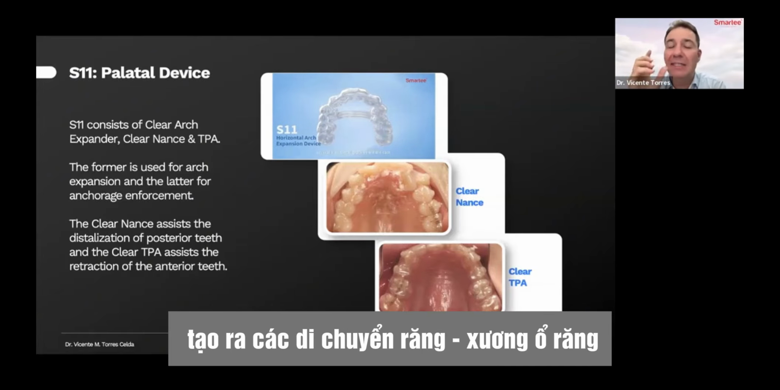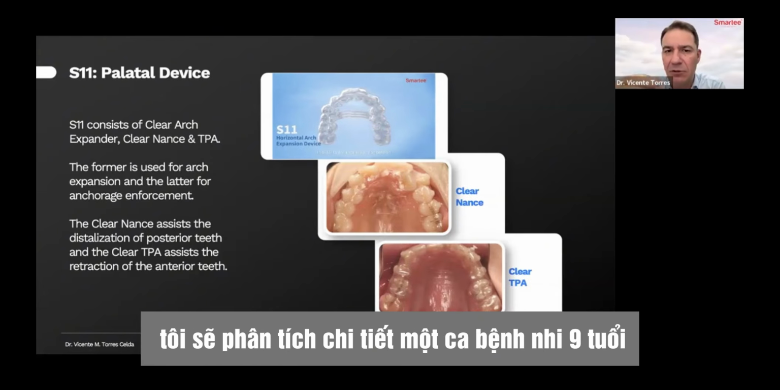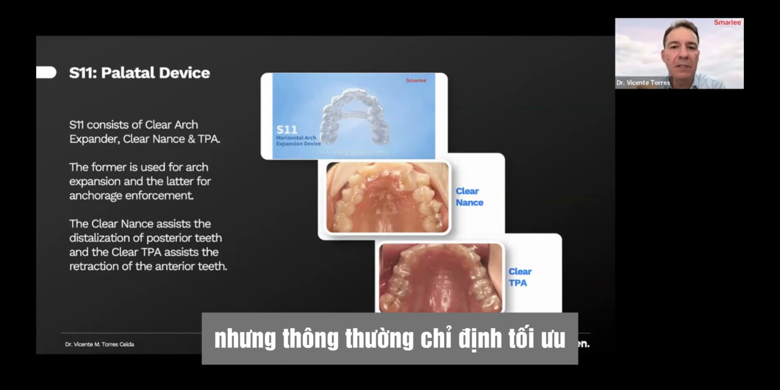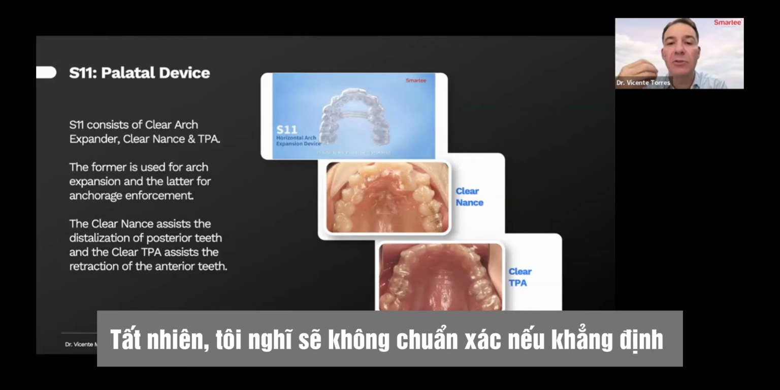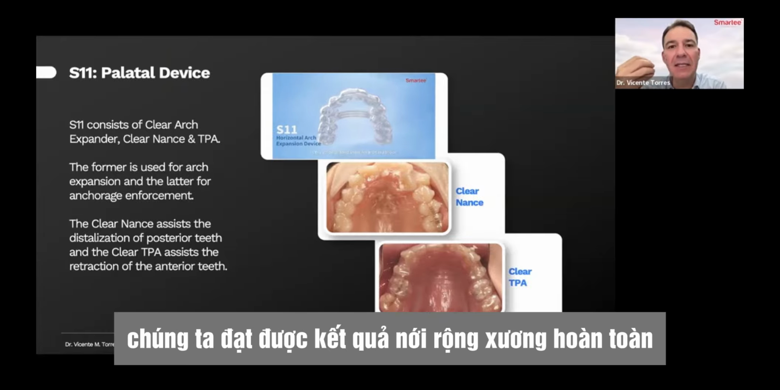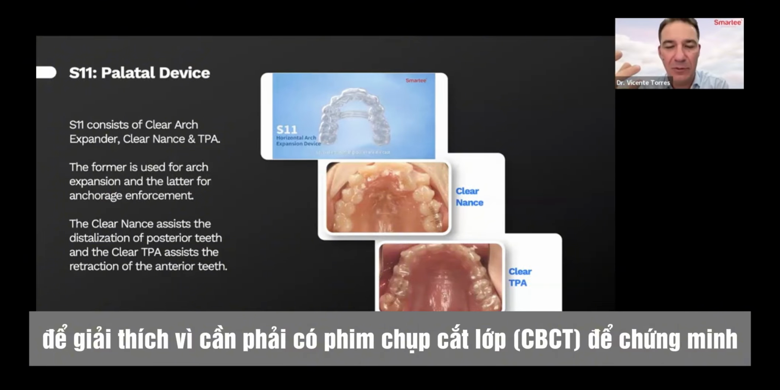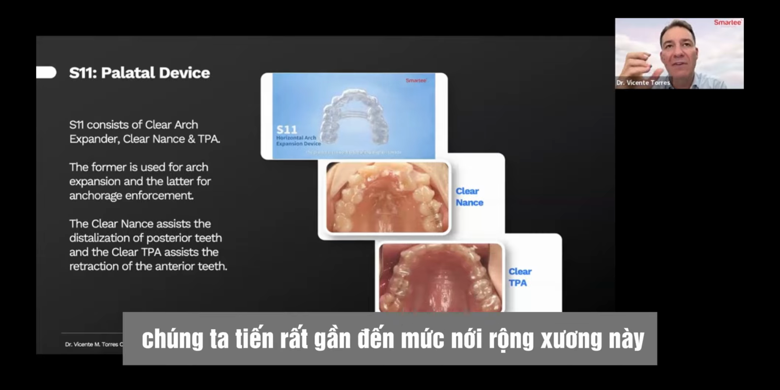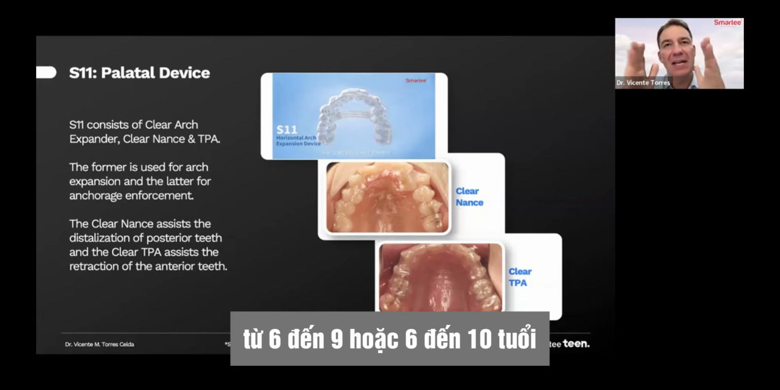Normally it's more for dentoalveolar movements. It's not for skeletal. But of course, I have patients. In fact, I'm going to show you one in-depth case of a 9-year-old. But normally I use it in patients between 6, 7, 8, 9 years old. Of course, I think it's not proper to say that we have skeletal results. It's very complex to explain because I need a CBCT to demonstrate it. But of course, in my opinion, we come close to achieving this skeletal expansion. Okay, of course, in growing patients, in ages between 6 to 9 or 6 to 10.